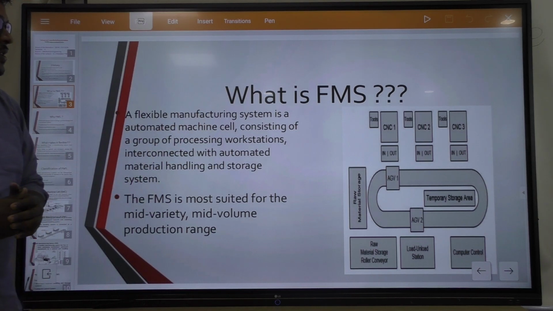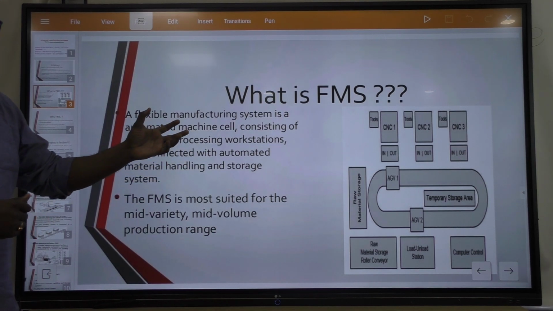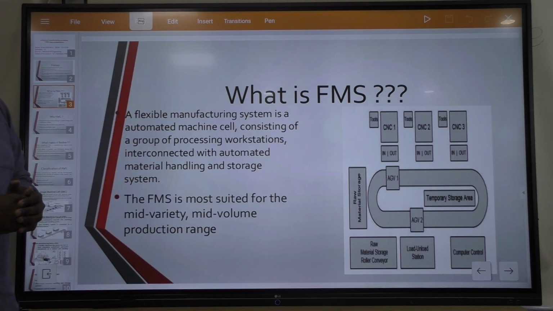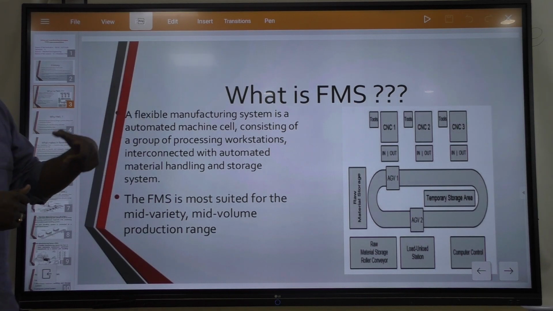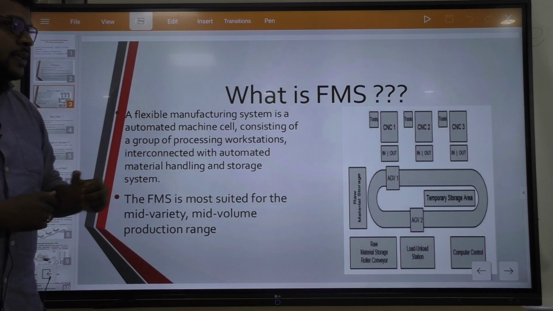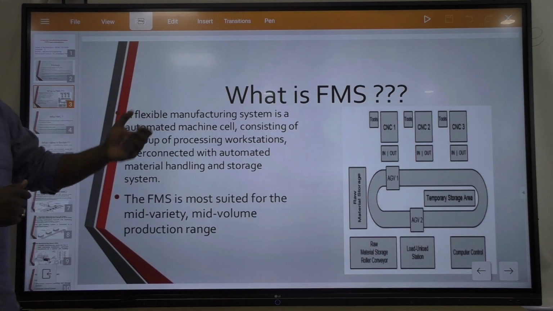By the help of these machine cells we can easily carry out the raw material to different machines. Means there are three machines available: CNC1, CNC2 and CNC3. So you can easily carry the material to the respective CNC machines. Whatever machine you require, suppose you want the raw material to be carried to CNC number 1 machine, so easily by the help of this FMS system you can put that raw material into the system.